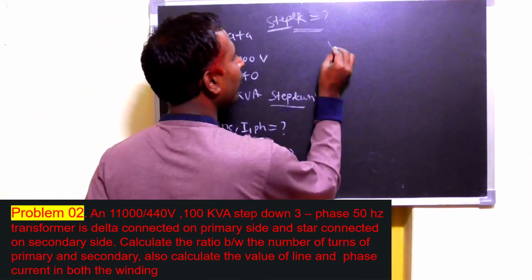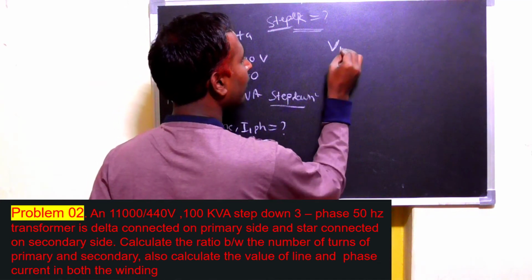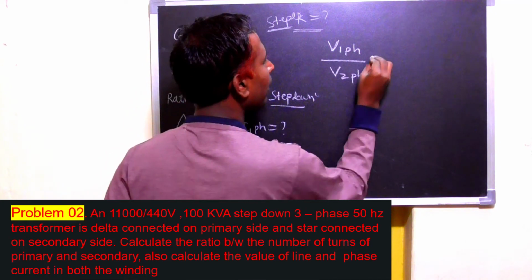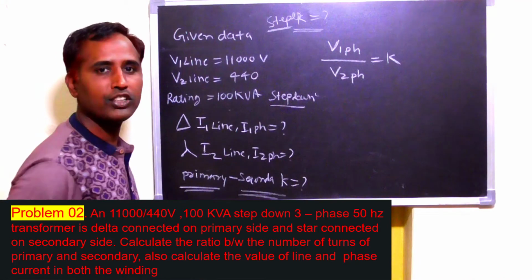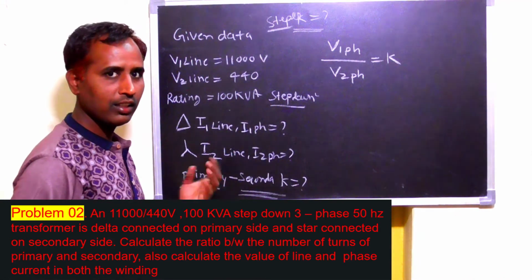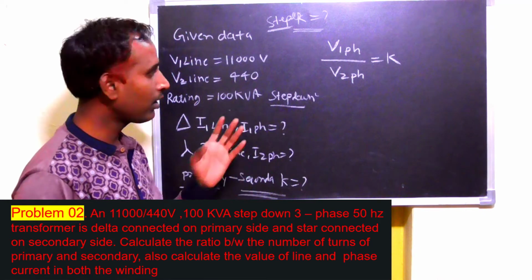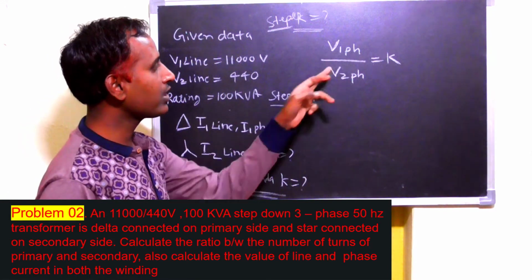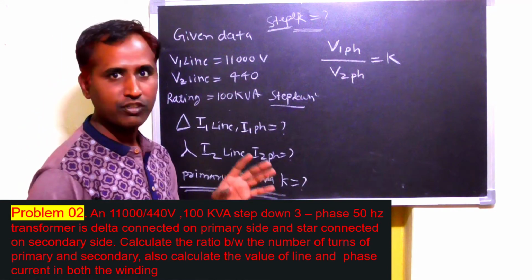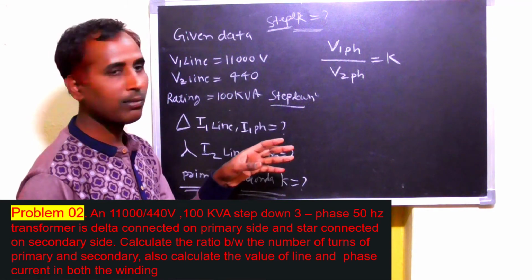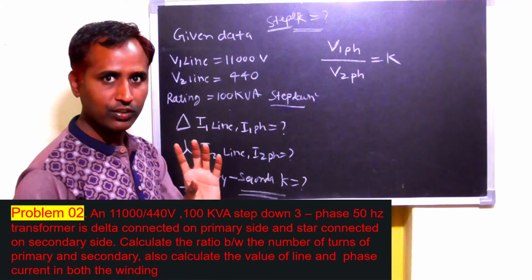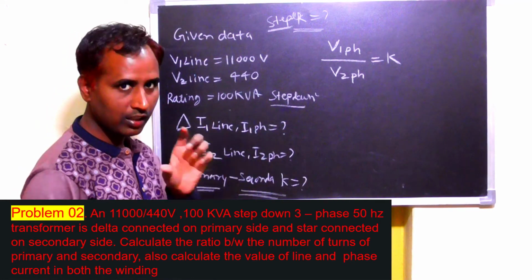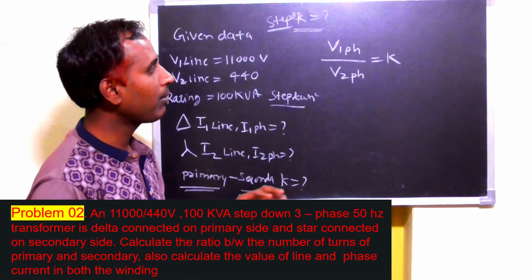We find V1 phase divided by V2 phase equals K. This formula is used in the problem. It's from the Dogan book, electrical engineering. I took the problem from here. It is a solved problem. In the solved problem he is using V1 phase divided by V2 phase equals K. Before solving, he tells that the transformation ratio is applicable only for turns ratio, not for the voltage ratio. He wrote down one note, and after that he solved the problem like this.